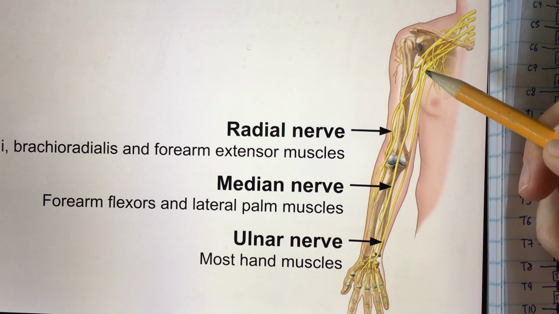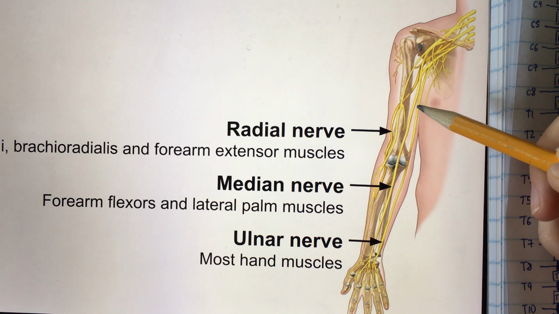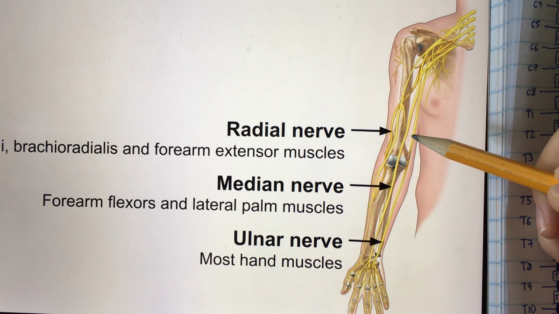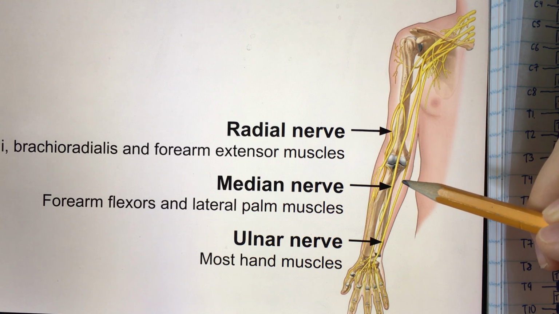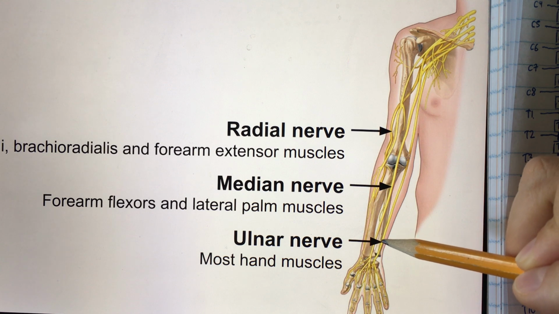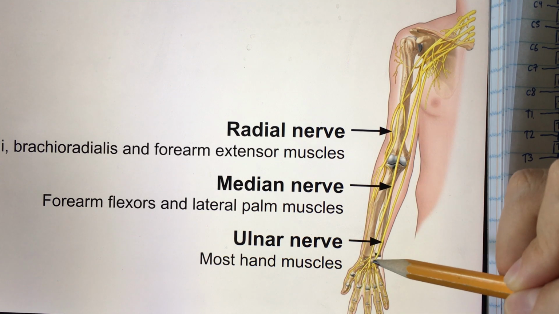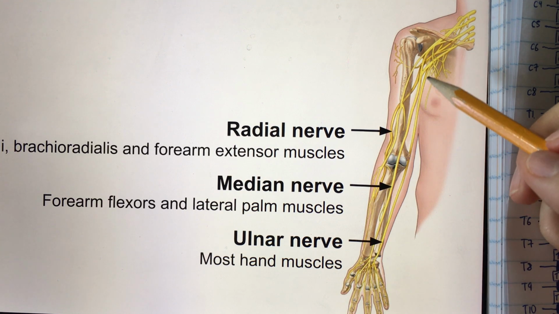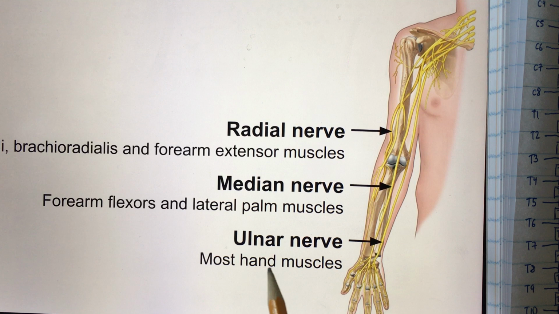Now on the medial side of the arm, starting from the armpit, along the medial side of the humerus and the medial side of the ulna, and then into the little finger and some of the palm and fingers, this nerve is called the ulnar nerve. So it's going to be operating most of the hand muscles. So our brain will be controlling most hand muscles through this nerve.